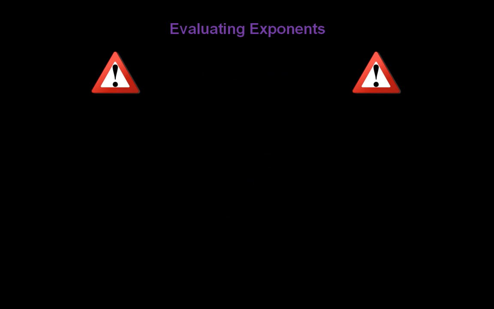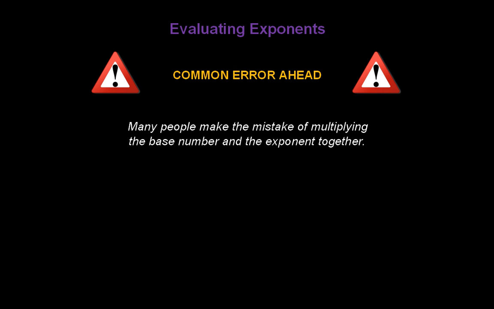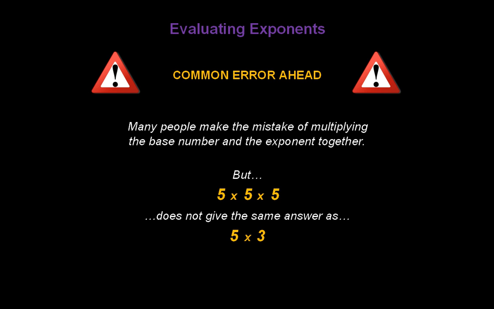Now, here's a warning. Common error coming up for many people. Many people make the mistake of multiplying the base number and the exponent together. But 5 times 5 times 5 does not give the same answer as 5 times 3. So be careful when you're working with exponents not to make that error.